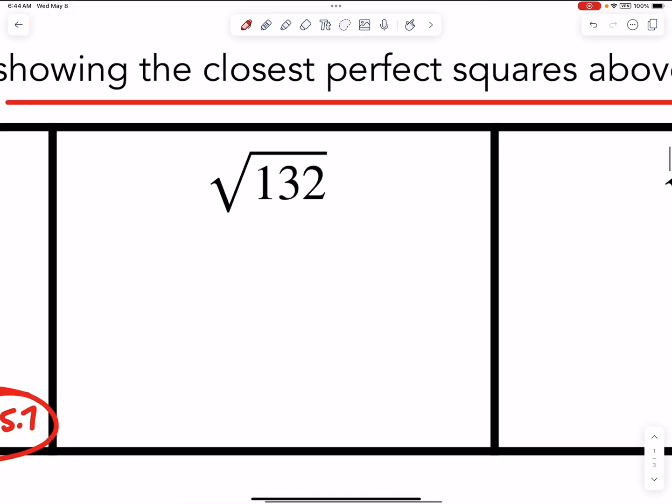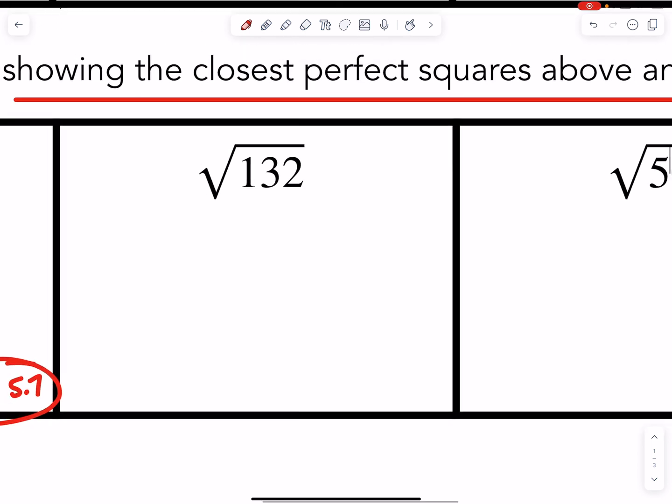Okay, all right, square root of 132. So I know 12 times 12 is 144. 11 times 11, if you don't know it, type it in, is 121. So those are my numbers: 144, and 11 times 11 is 121. Okay, what's it closest to?